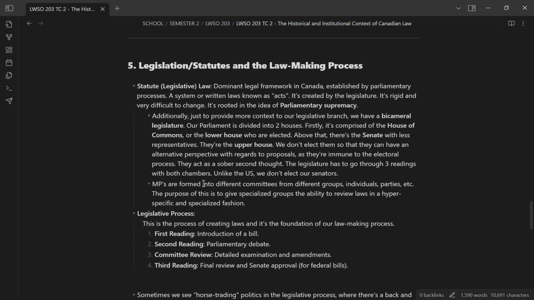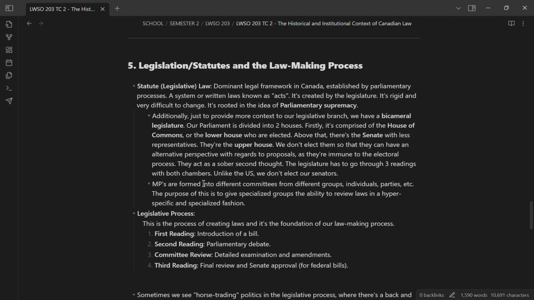It's very rigid, very difficult to change, and again, it's rooted in parliamentary supremacy. So it's rooted in the idea that Parliament is above all. Now we have judicial review for ensuring that there's a higher authority, but again, statutory law is rooted in parliamentary supremacy.